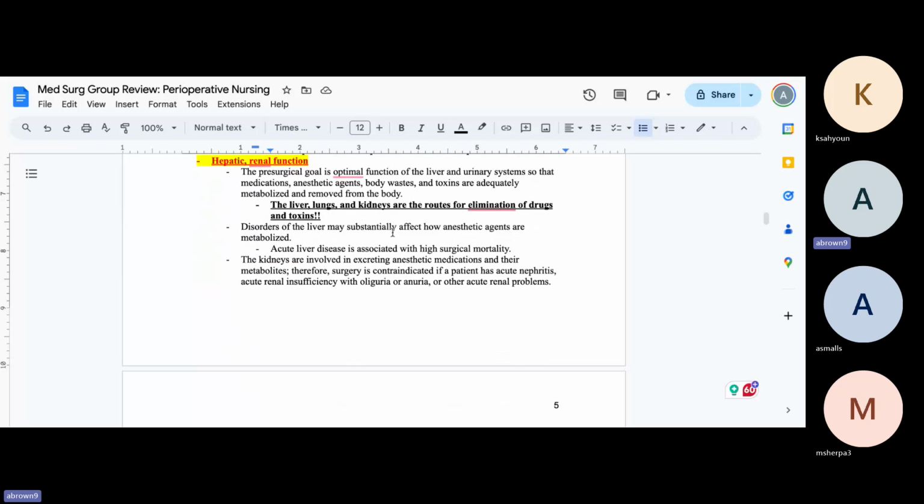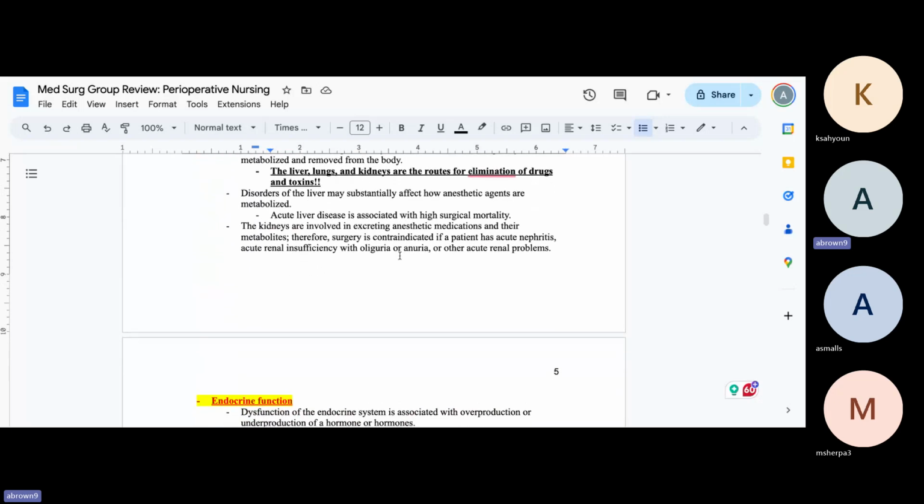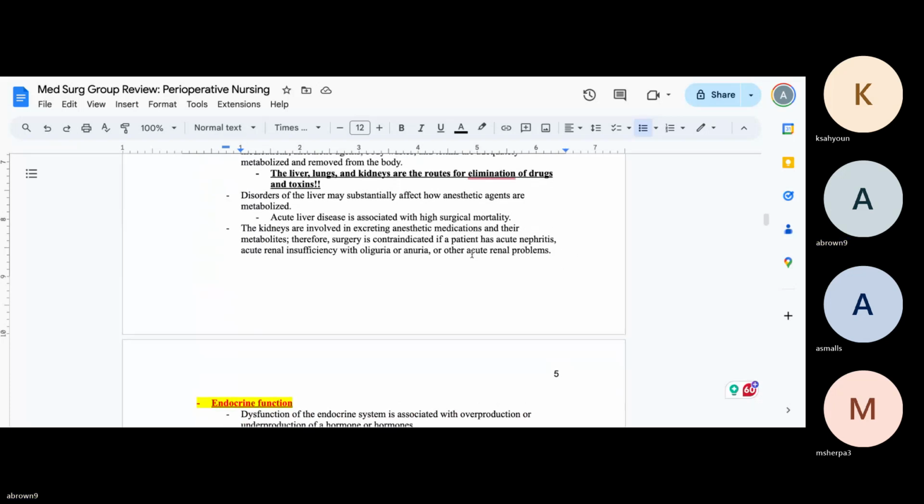Disorders of the liver may substantially affect how anesthetic agents are metabolized. So if they have acute liver disease, it is associated with high surgical mortality. The kidneys are involved in excreting anesthetic medications and their metabolites. Therefore, surgery is contraindicated if a patient has acute nephritis, which is a kidney disease, acute renal insufficiency with oliguria. This means like a little bit of urine, and then anuria means little to no urine, or other acute renal problems. Okay.